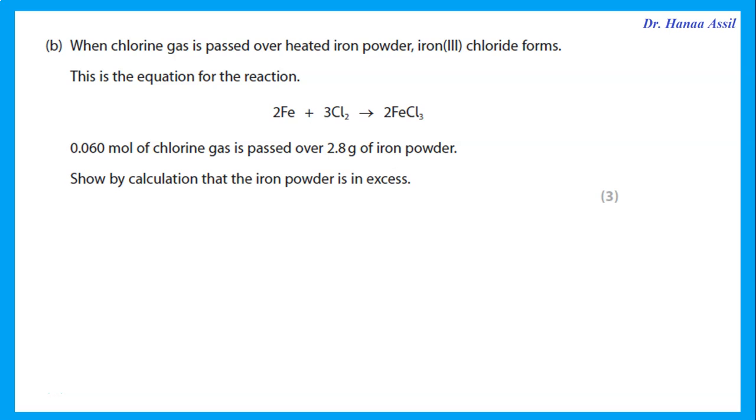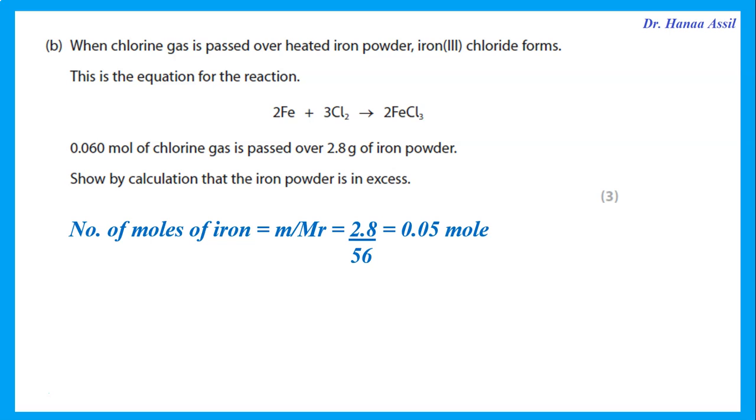Now, to determine whether one of the reactants is in excess, I need to compare the number of moles of each. So we are given the number of moles of chlorine. We are told that we have 0.06 mole of chlorine. But we need to calculate the number of moles of iron. So what are we told about iron? That we have 2.8 grams. How do we get number of moles of iron?